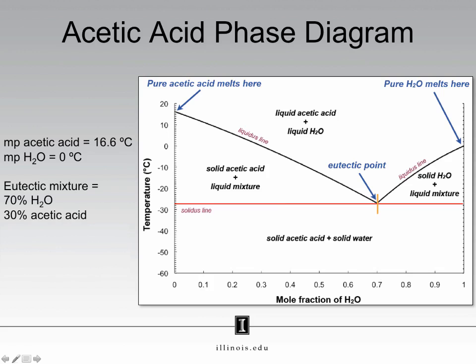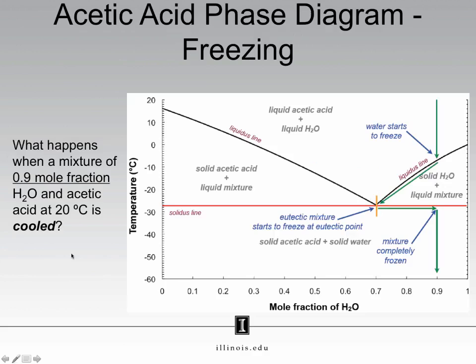Now let us use a phase diagram to show what happens if we take a sample of acetic acid and water and begin to freeze it. In this example, we have a mixture that is a mole fraction of 0.9 H2O, and it starts at 20 degrees Celsius. What happens as we cool? First, let's find the mole fraction on the x-axis. Here we go, 0.9 of water, and now let's find the relevant temperature. 20 degrees Celsius. So we start here on the phase diagram. Let's start cooling it. Let's lower the temperature.